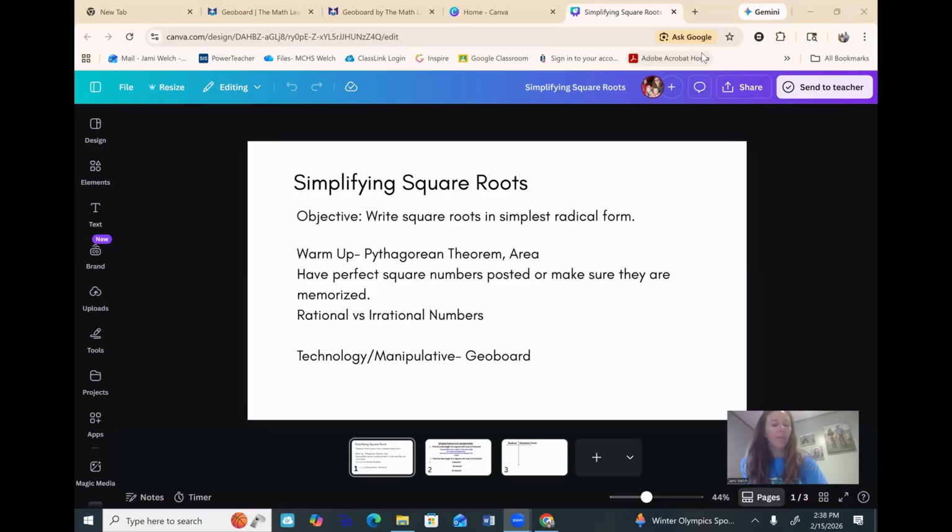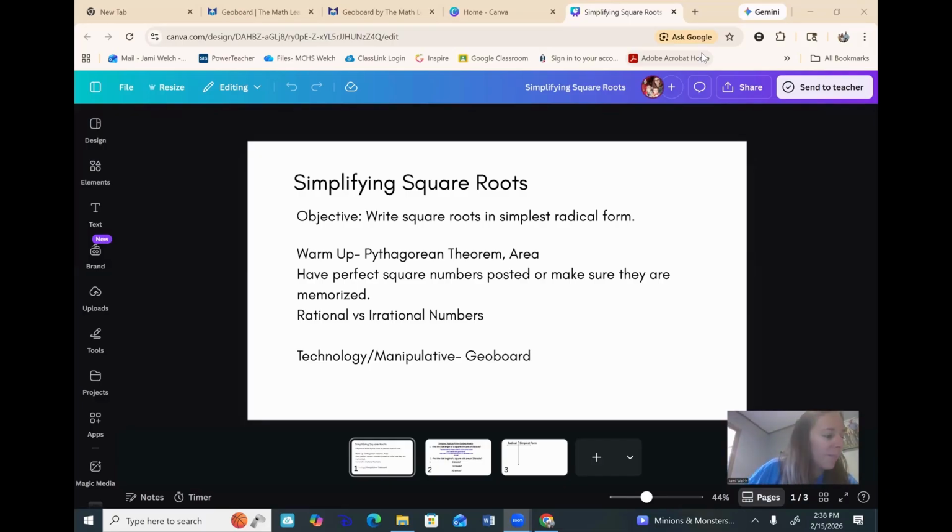Maybe putting that in a warm up would be a good idea. You may even want to talk about area, area equals side squared, and how you could solve for a side by taking square roots. Have students thinking in that way before you introduce these geoboards. You may even want to bring in rational and irrational numbers, just some ideas, some things I thought about as I was planning this lesson. Just know your students and what might need to be refreshed with them.